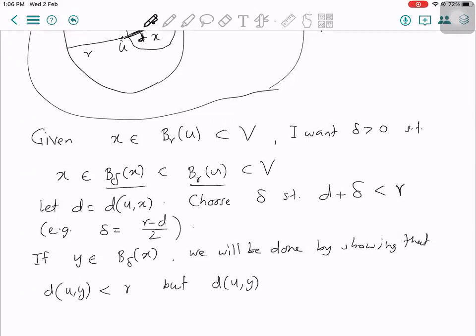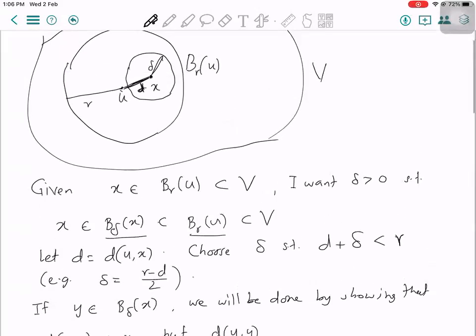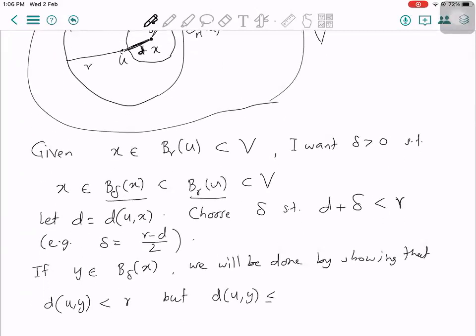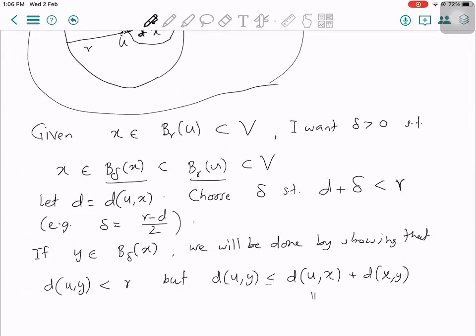What is going to help us over here? Triangle inequality. So the distance between U and Y is less than or equal to the distance between U and X plus the distance between X and Y. And distance between U and X is what I call D. And the distance between X and Y is strictly less than delta, right? So this is less than that. But I chose these things in such a way that D plus delta is less than R.